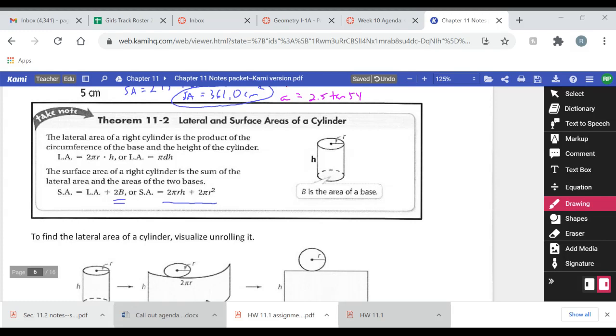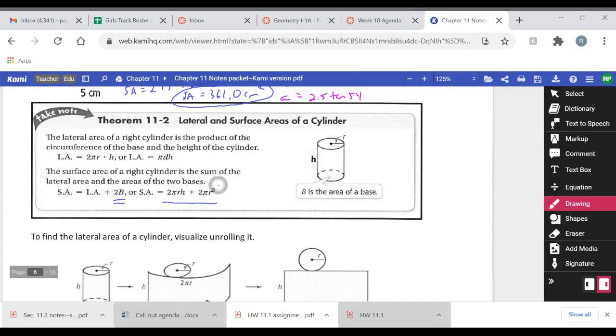Because we basically have the circumference 2 pi r times the height, the distance between the two bases, which gives us the lateral area. And then 2 capital B, where capital B is the area of the base, and we know the base is always a circle, and the area of a circle is pi r squared.